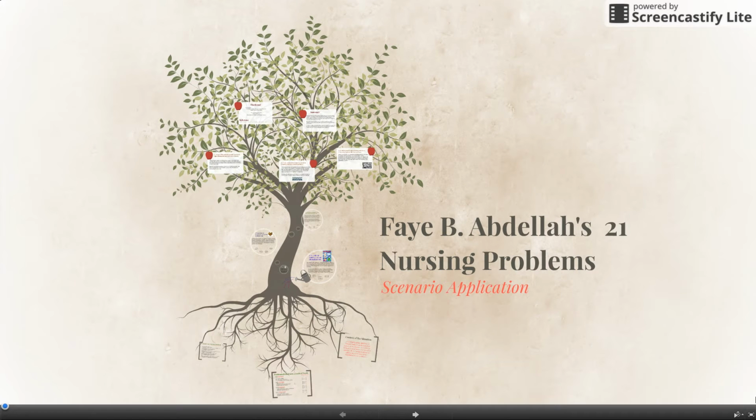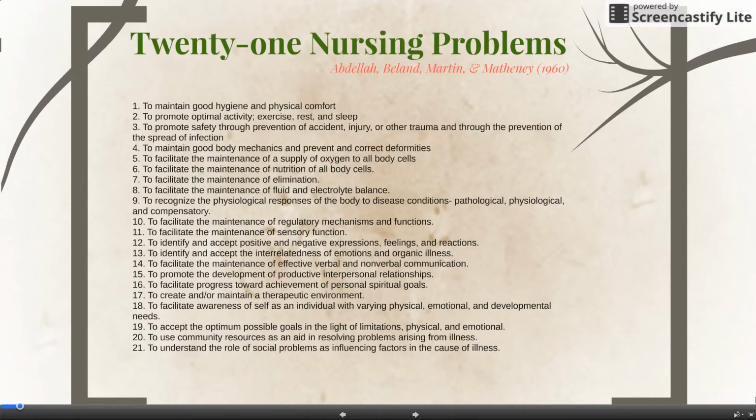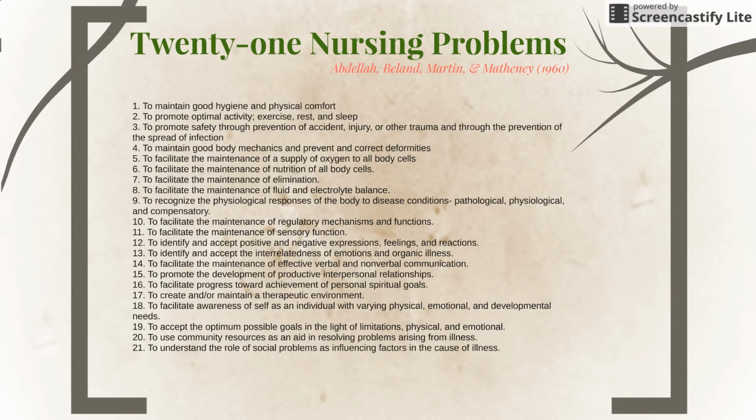Our chosen nurse theorist was Faye Abdellah, and I'm here to present her 21 nursing problems list that she put together as a part of her patient-centered approaches. And we're going to look at these based on a specific scenario application. So as a part of the patient-centered approaches, Abdellah comprised a list of 21 nursing problems. And so these are actually patient-specific problems that a nurse can identify in order to help organize her nursing interventions. So we're going to look at these a little more specifically.